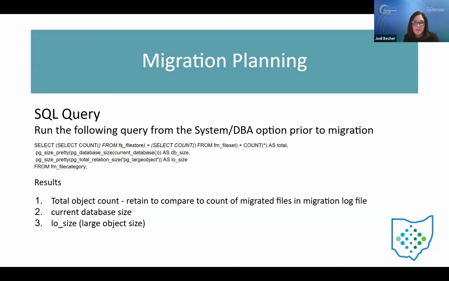The second value you get from this query is the current database size. So if you're running this out of USAS, it'll be the current size of the USAS database. And if you're running it out of payroll, it'll provide you with the current payroll database size. And then that third value is that large object size. So those three values are what we just discussed, being those key factors in how long the migration may take. And this query will provide you all of that information.